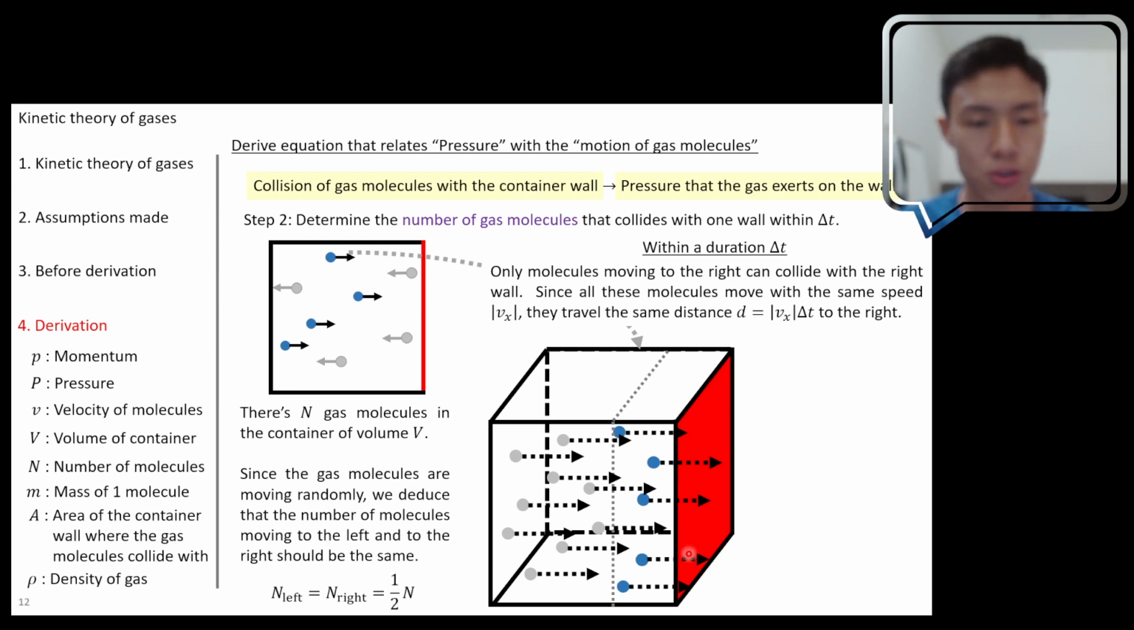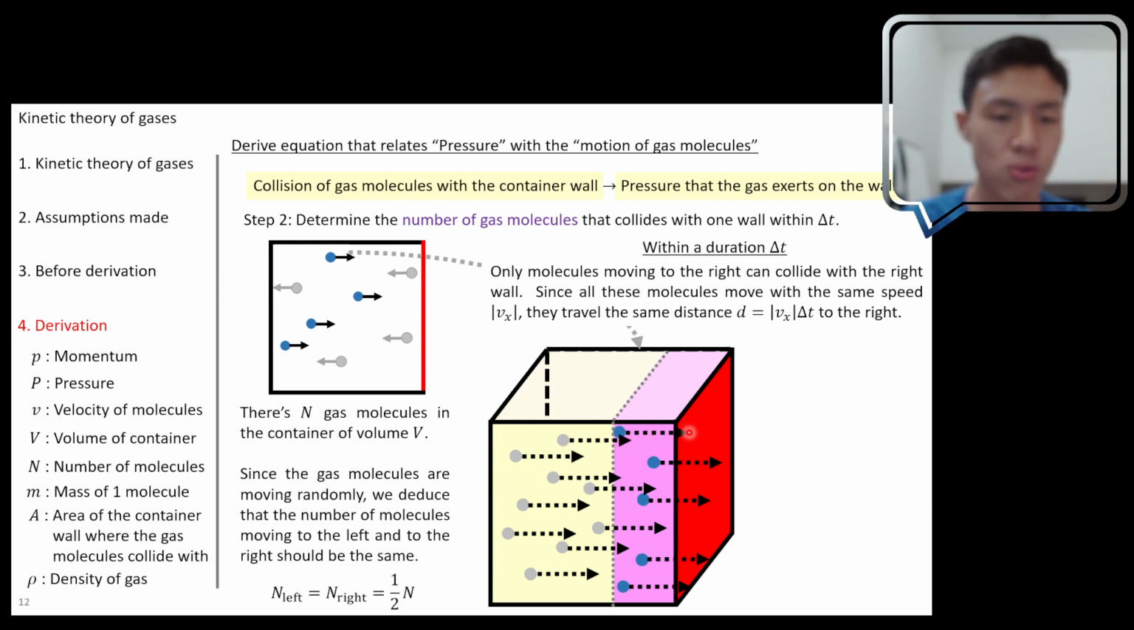But in order for you to hit this wall over here, you can see that only the molecules in the pink region are able to hit the wall. Those molecules which are initially situated in the yellow region are not able to reach the wall because the distance they travel is not enough to hit the wall. Whereas those molecules that are in the pink region, if you look at the distance traveled by these molecules, you can see the distance traveled is just enough or more than enough to hit this wall, and it will reflect back, of course.